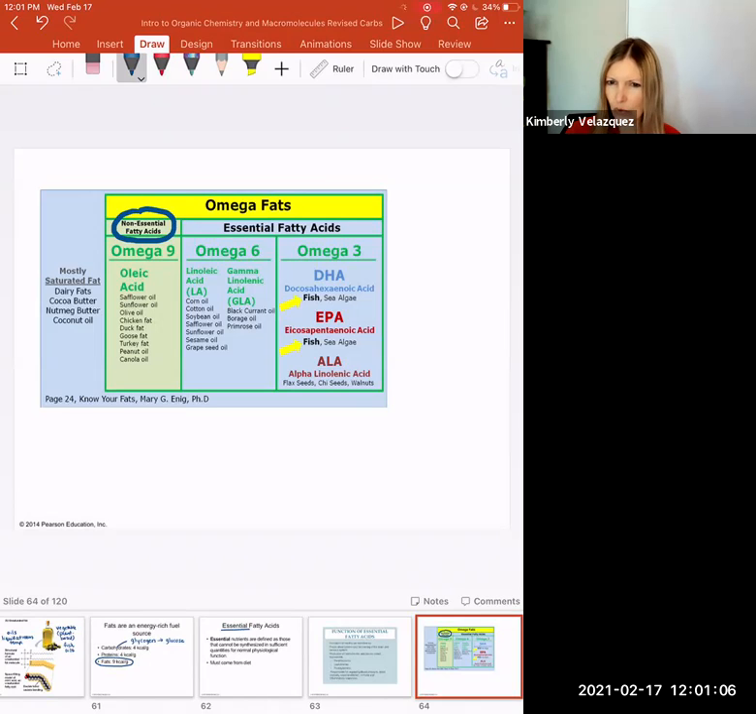Again, this is not a nutrition class. I'm not going to go through the whole list of foods that give you these, but just know that these are a very, very important part of your diet, important for so many reasons. And we're learning more and more about the health effects of not eating enough essential fatty acids.